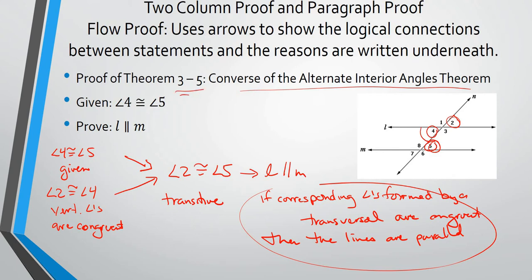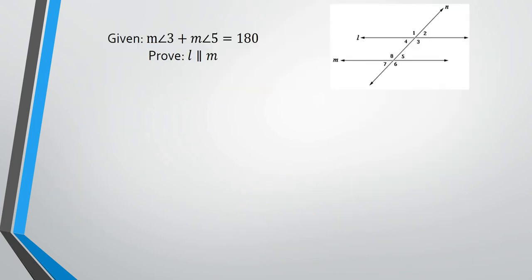Okay? So that's a flow proof. So keep that in mind. And what I would like you to do before you come to class is to use this chart and this information and use a flow proof to prove that L and M are parallel. So do that on your own.